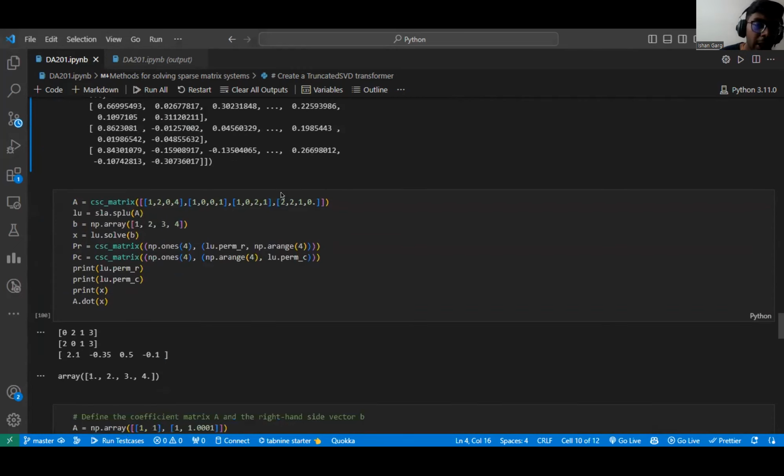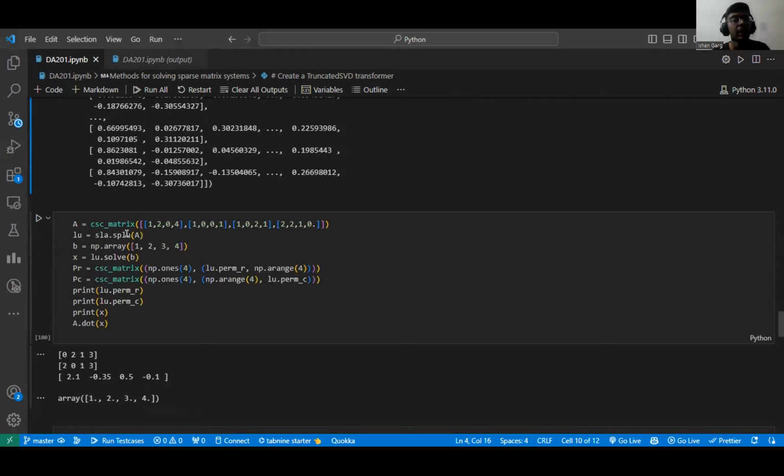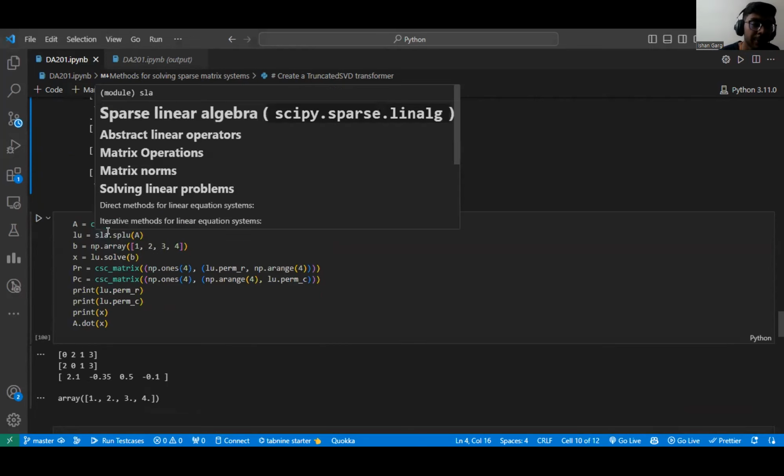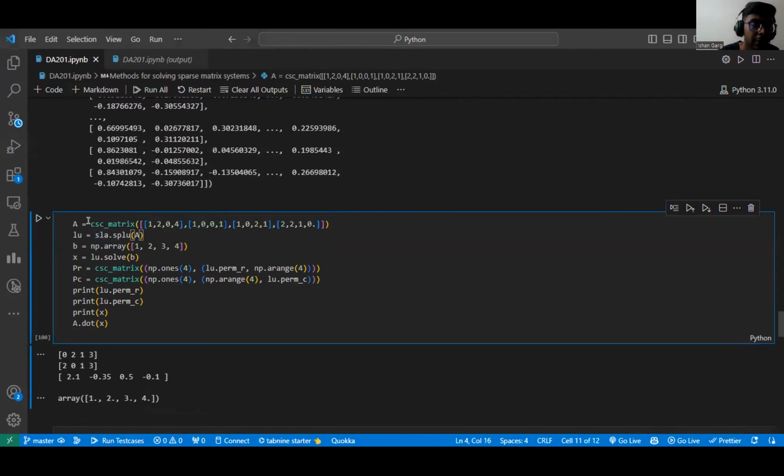The next is our SuperLU method. SLA provides us a direct SPLU, that is the SuperLU method for A. A is our sparse matrix in CSC format. Now here we are using compressed sparse column, not row. SPLU is basically optimized for the CSC format, so it will be better to use the compressed sparse column method.